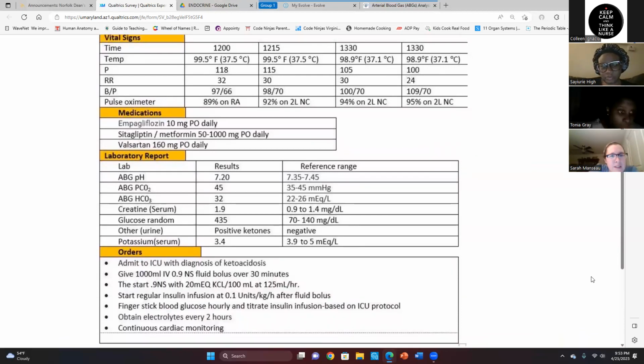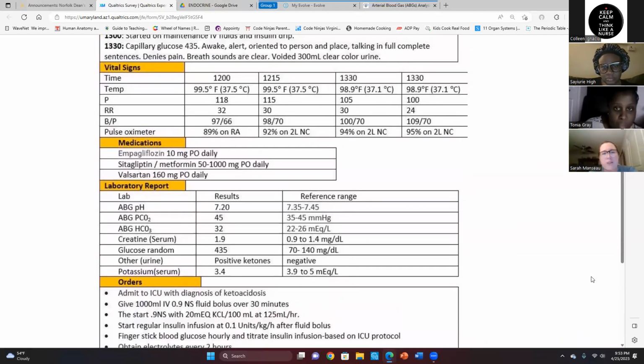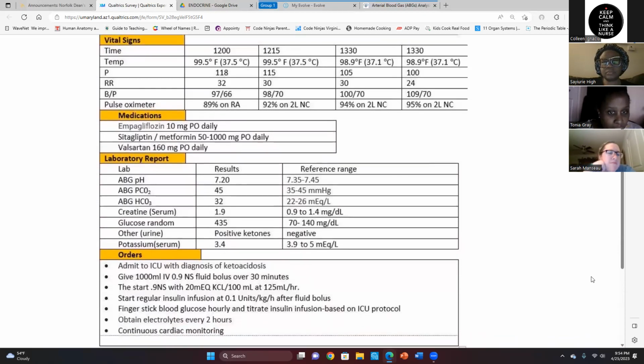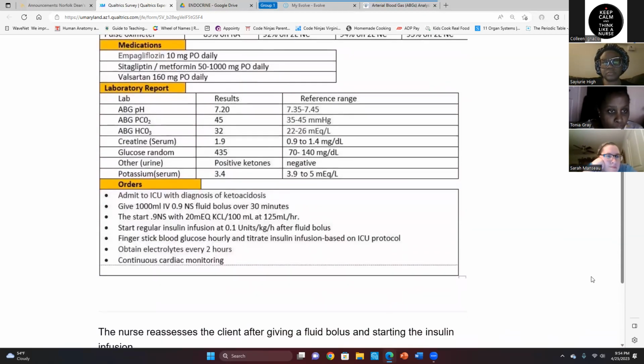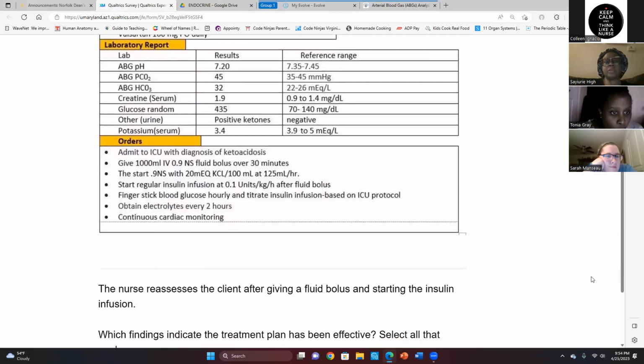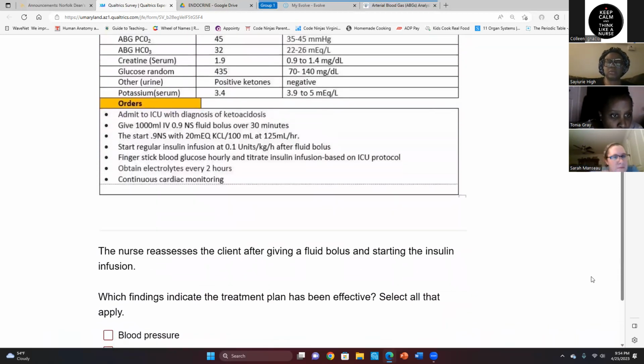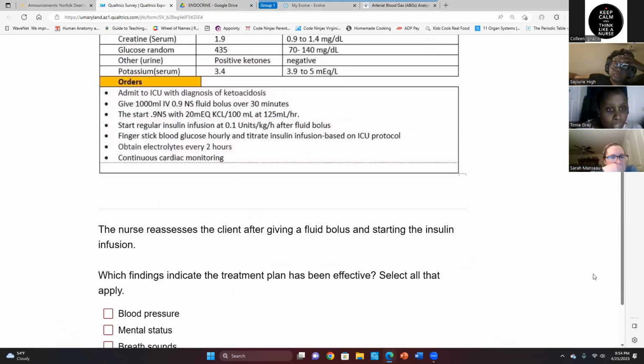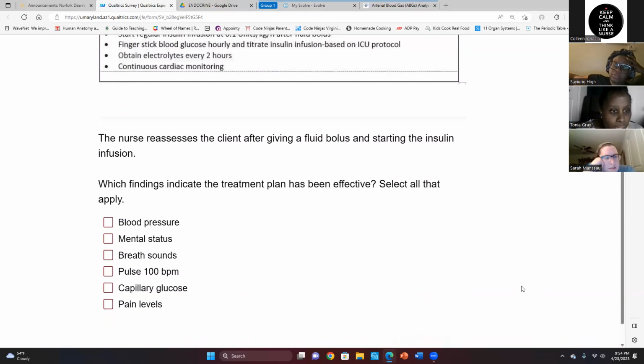Go ahead, Tonya. So there's a typo in the time, so we'll just say that's after. Quarter after 13:45, okay, fine. So the temperature is 98.9, pulse is 100, respiration is 24, blood pressure is 109/70, pulse ox is 95% on 2 liter nasal cannula. Medicine, ranges, and lab values stay the same. They got continued cardiac monitoring. That's about the only difference. Everything else is the same.